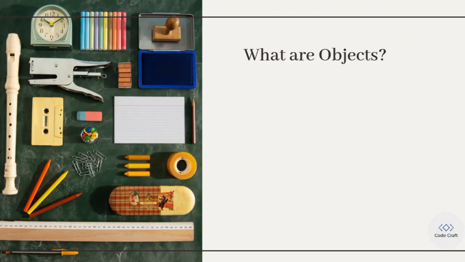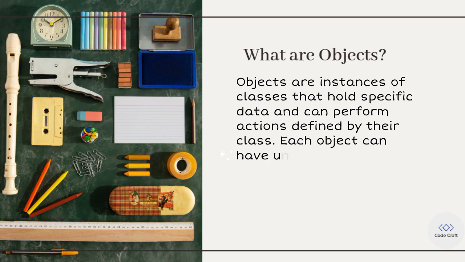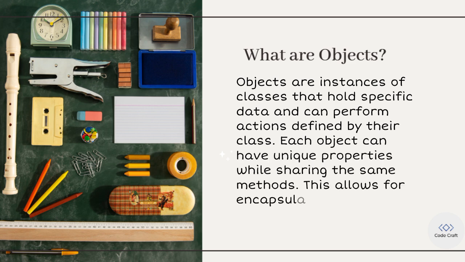What are objects? Objects are instances of classes that hold specific data and can perform actions defined by their class. Each object can have unique properties while sharing the same methods. This allows for encapsulation and promotes code reusability.